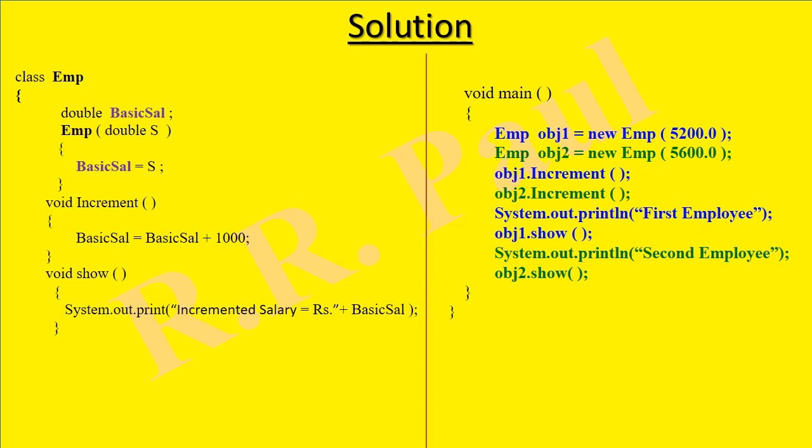I hope that you have spent some time in defining the functions and writing the program on your own. So here is the solution. As mentioned in the question, we have one instance variable double type basic sal to store the basic salary of the employee. Then we have one parameterized constructor which gets the value in S and stores it in basic sal for the calling object.